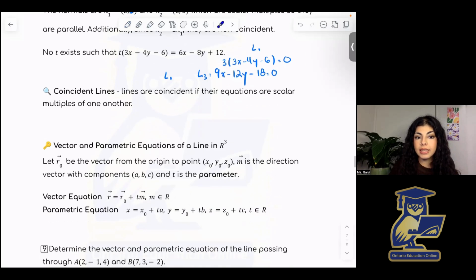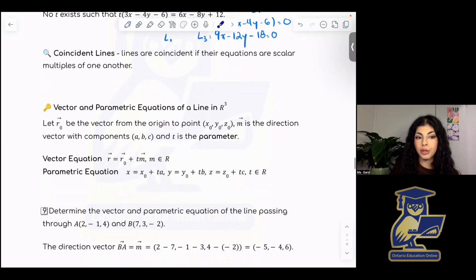Now, extending this to R cubed, it's very similar. We just have that z0 in there because we have the z component. So we let the reference point be the point x0, y0, z0, and this is the vector from the origin to the point x0, y0, z0. And m is the direction vector, and it now has that c component, so a, b, c. And we also still have t is the parameter.